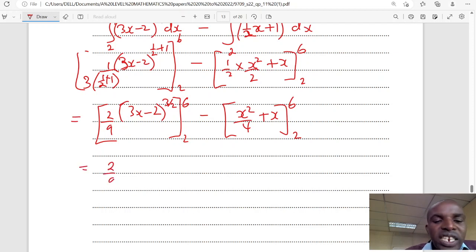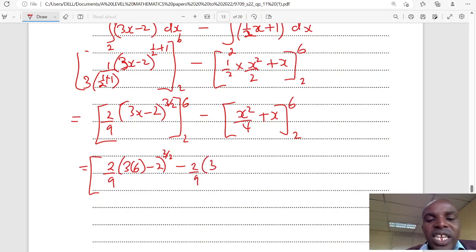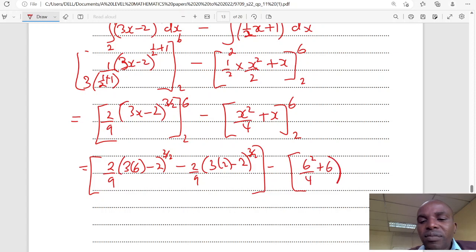So it will be 2 over 9. This first bracket, where there's x, put 6. Then the power 3 over 2. Then minus 2 over 9. Then when there's x, you put 2. Minus 2 to the power 3 over 2. Then minus on this part, where there's x, you put 6 first. 6 squared over 4 plus 6. Then minus, where there's x, you put 2. 2 squared over 4 plus 2. Then simplify this whole thing.